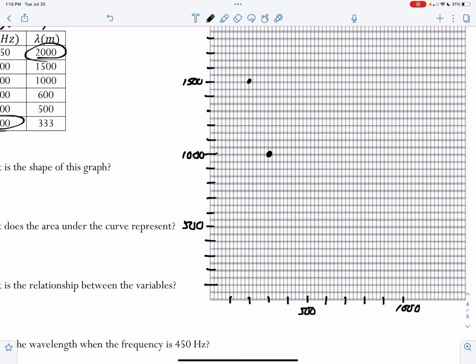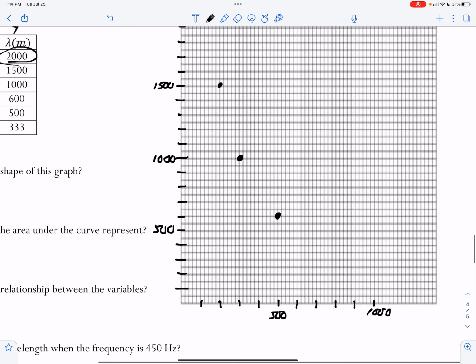Okay, then we're going to go over 500 and then up 600. Okay, so you can see 500 and 500 would be here. 500, 600 would be right there. Okay, then we're going to go over 600, up 500. That would be here and then up to there.